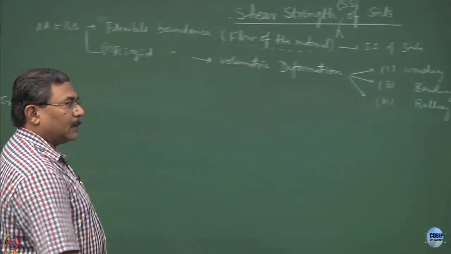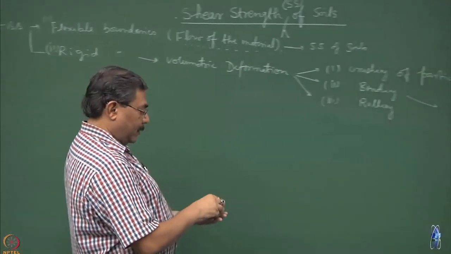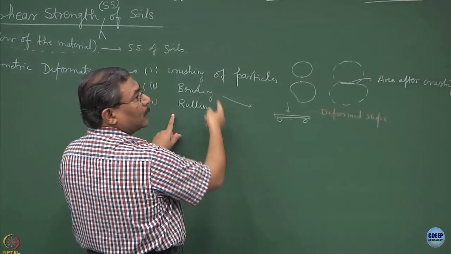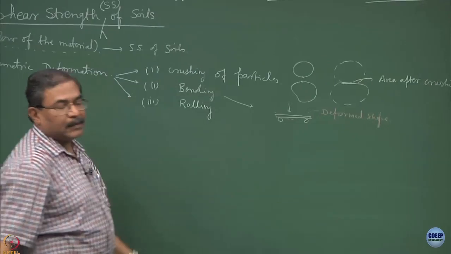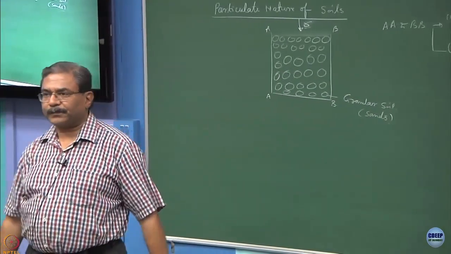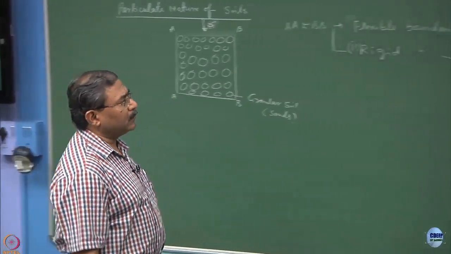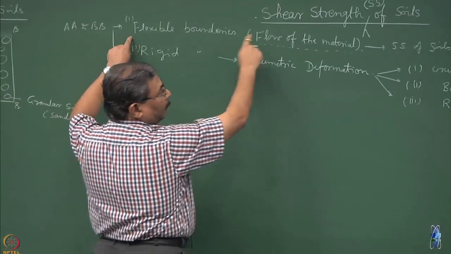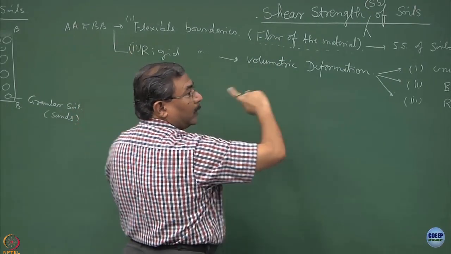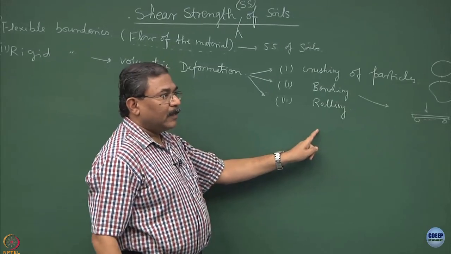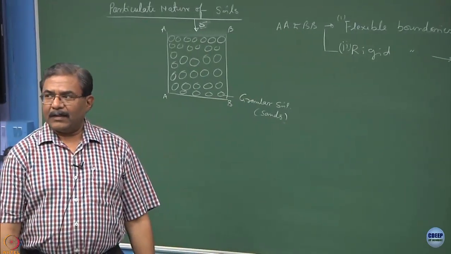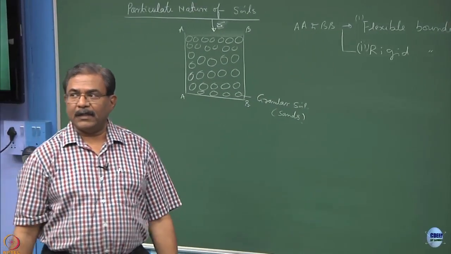The third mechanism was the rolling, and we are more interested in understanding what rolling does to the system. That means, in this discussion, which is geotechnical engineering 2, we will be mostly talking about the flexible boundaries where the flow occurs and the rigid boundaries where the rolling might occur, clear? And this is where the shear strength comes into play. Is this all right? Any question?